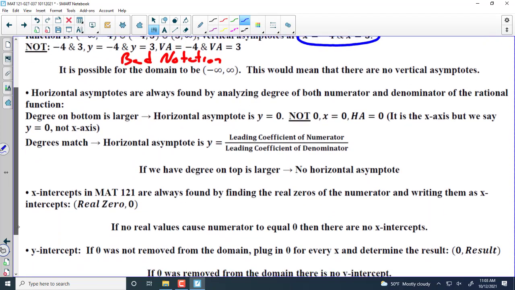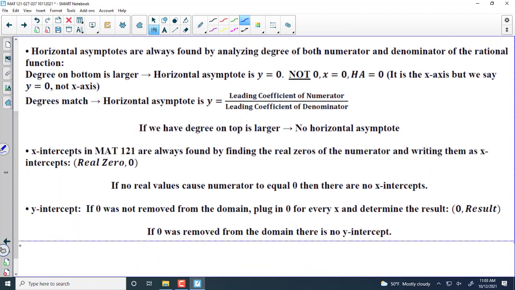Horizontal asymptotes are always found by analyzing the degree of both the numerator and the denominator of the rational function. If the degree on the bottom is larger, the horizontal asymptote is y equals 0. Not just 0, not x equals 0, not HA equals 0. And even though it's right on the x-axis, you don't say the x-axis, you say the equation. You say y equals 0. That's where it is. And if someone said, yes, Steve, it's right on the x-axis, I'd say yes, but the problem says give the equation of the asymptote, not the location of the asymptote. So we do use the equation.